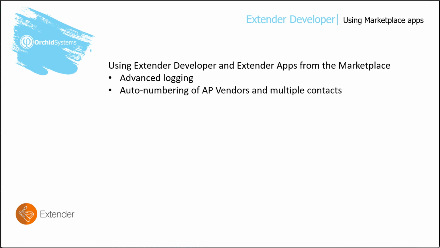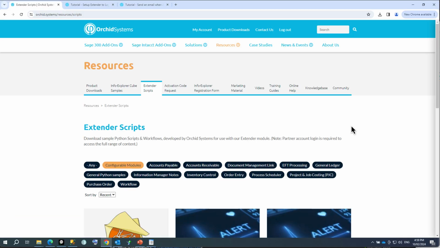The next one we're going to look at is auto numbering of AP vendors and auto numbering of multiple contacts in Sage 300. Why would you use it? Because of the ease of data entry and to ensure a consistent numbering system. The next apps we're going to look at are available on the Orchid website, on the Extender scripts, configurable modules.